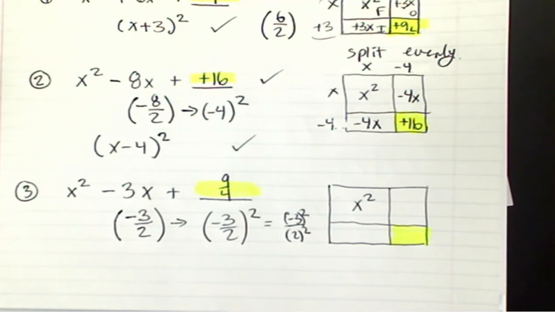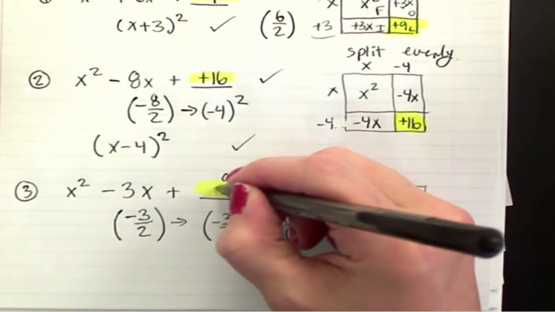No. Because they don't divide by the same number. I know you're like, oh, they're perfect squares. Nope. You can't just square root them. It doesn't work when there's no equals. Okay.